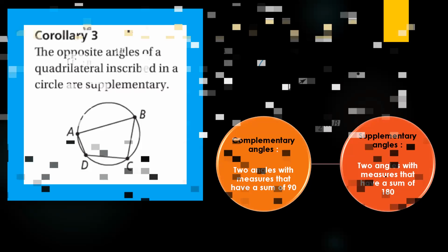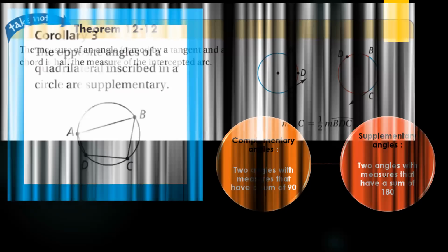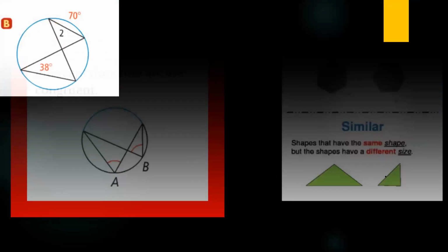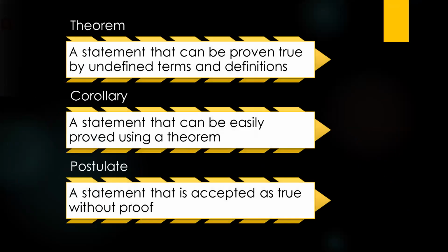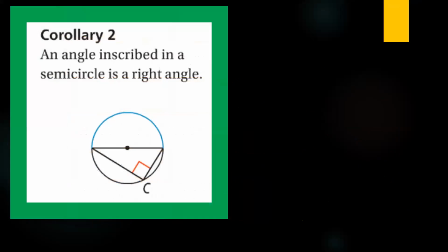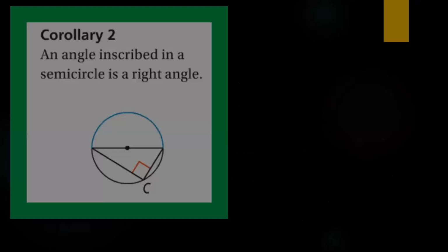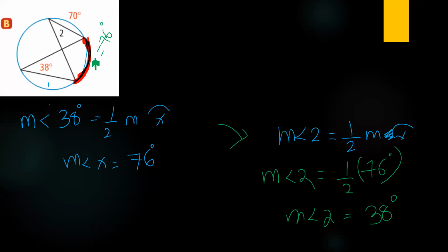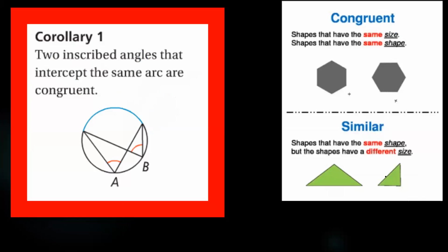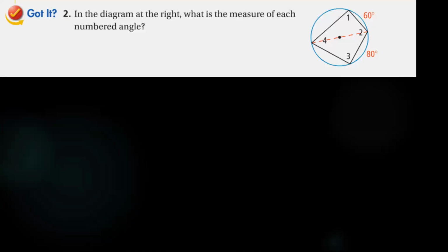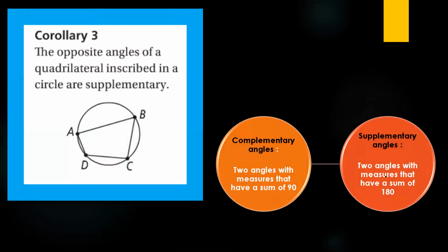So we have 3 corollaries that we learned today. The first one: the angle inscribed by a semicircle is a right angle. The second one: 2 inscribed angles that intercept the same arc are congruent. And the third one: the opposite angles of a quadrilateral inscribed in a circle are supplementary.